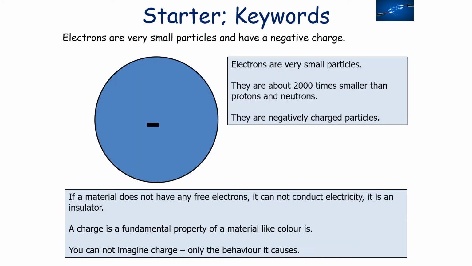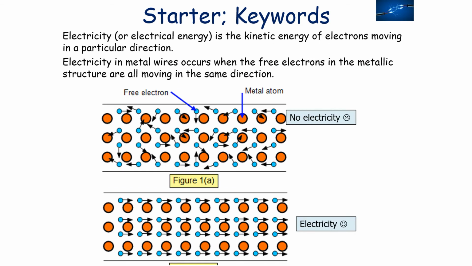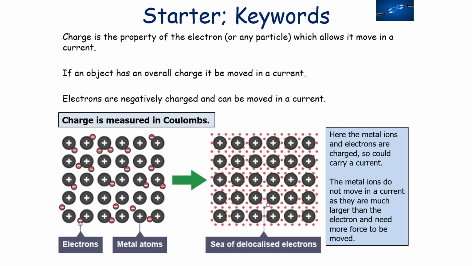Electrons are very small particles that have a negative charge. Now a charge is a fundamental property of material, like colour is. Now electricity, or electrical energy, is the kinetic energy of electrons moving in a particular direction. Electricity in metal wires occurs when the free electrons in the metallic structure are all moving in the same direction.